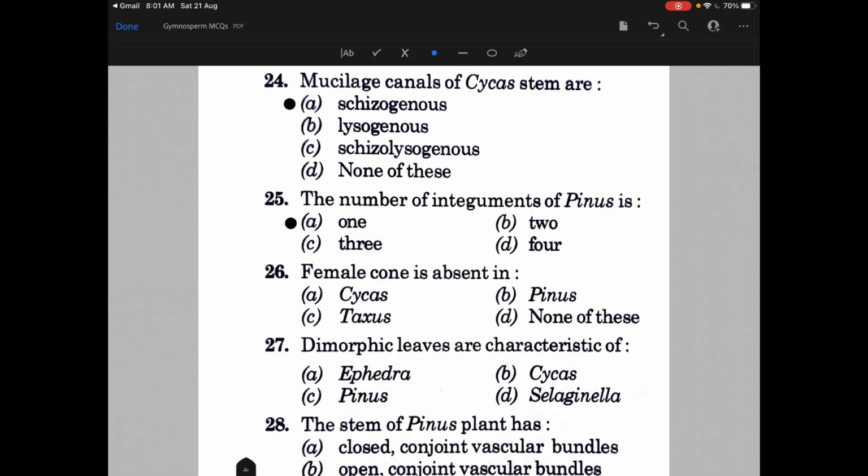Next, female cone is absent in dash. The answer is A, that is Cycas. Next, dimorphic leaves are a characteristic feature of dash. The answer is C, that is Pinus. Okay, in case of Pinus, we can find two types of leaves. Those are scaly leaves and foliage leaves.